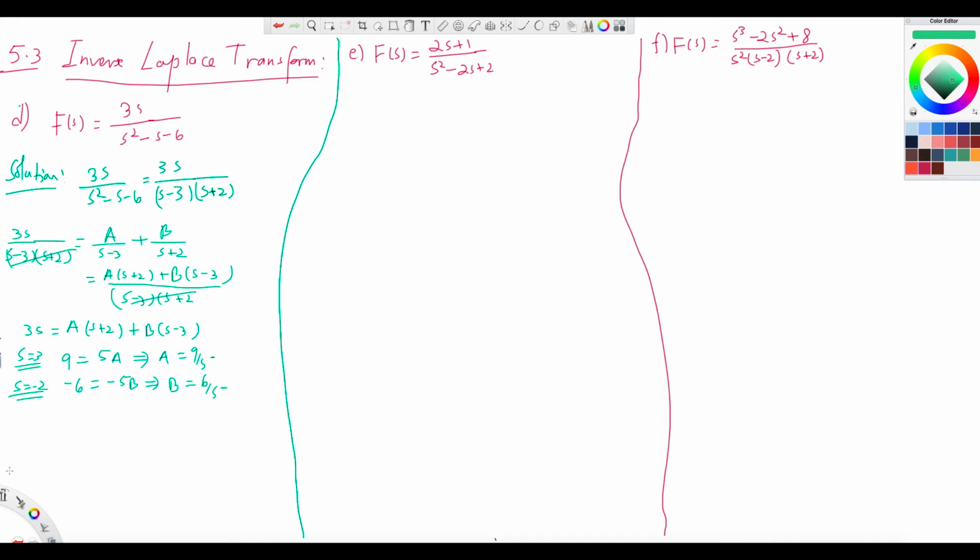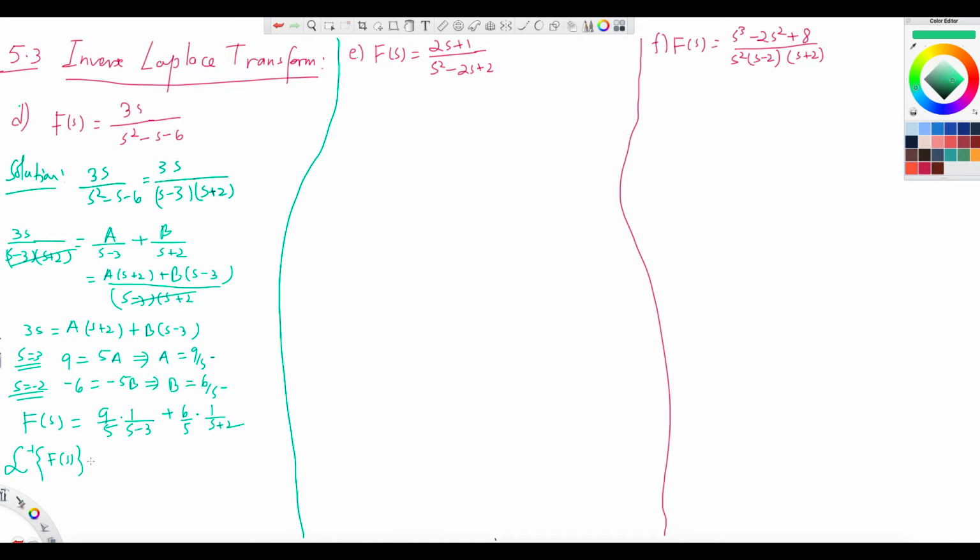So you can write this as f of s equals 9/5 times 1 over s minus 3, plus 6/5 times 1 over s plus 2. Basically, what I'm trying to do here is write a as 9/5, but since this is a fraction, I can write a times 1 over s minus 3 plus b times 1 over s plus 2, right? So now I want to take the inverse Laplace transform of f of s.